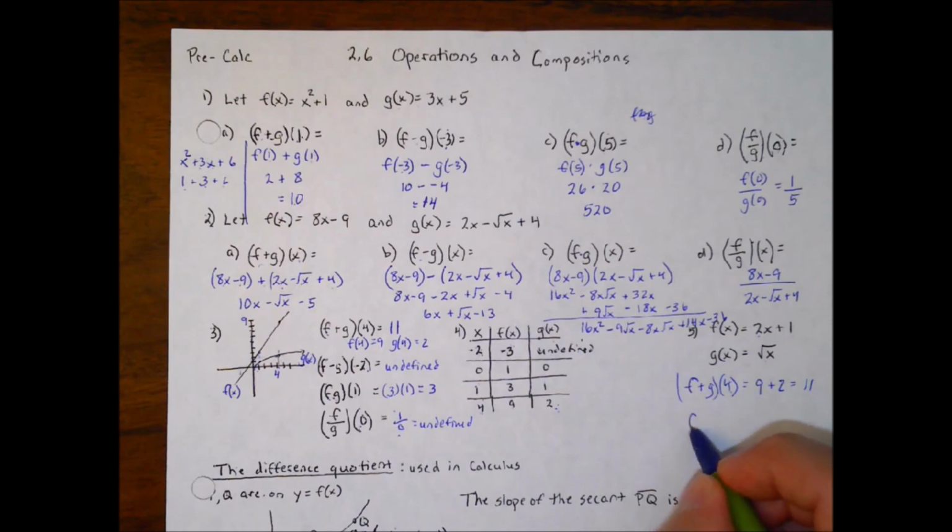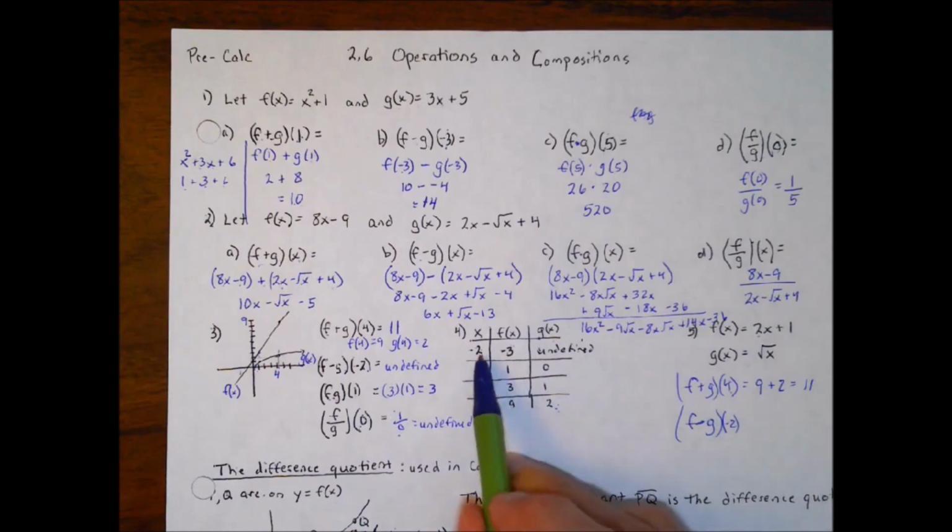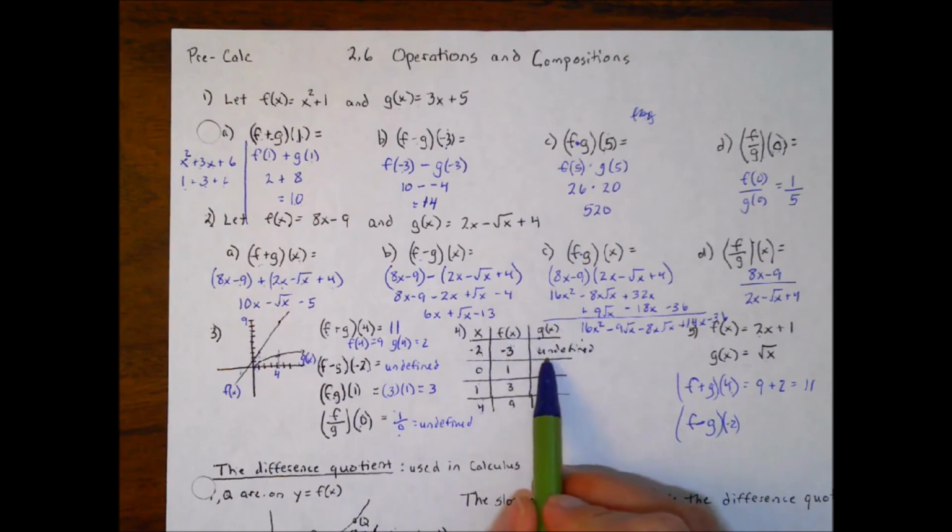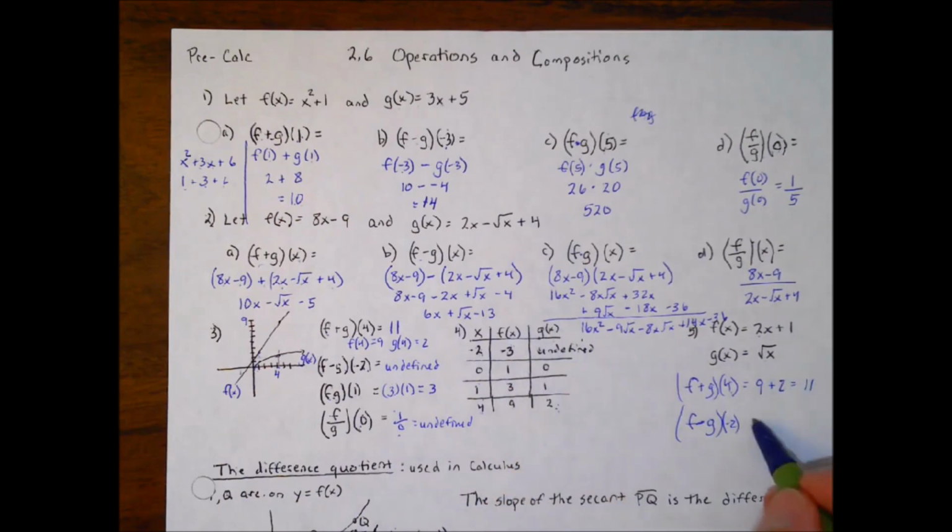Let's do f minus g of negative 2. Okay, so at negative 2, my f function was negative 3. My g function was undefined. Okay, you can also think of it the same thing here. My f function, negative 2 would be negative 4 plus 1 would be negative 3, which is what we had. And the square root of a negative 2 is undefined. Okay, so we get the same response both ways.